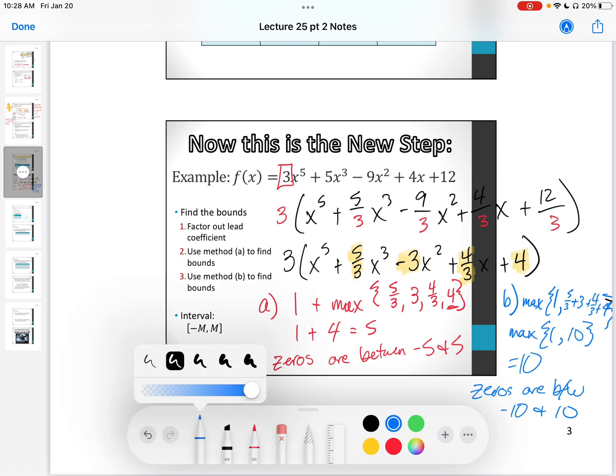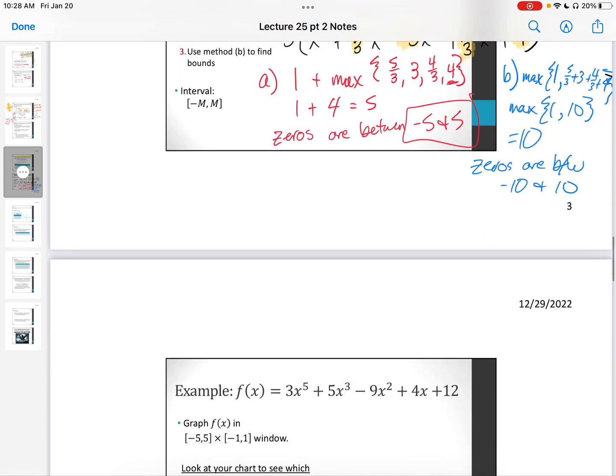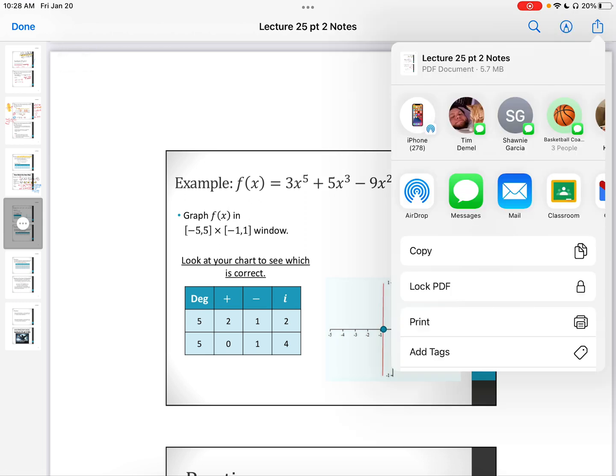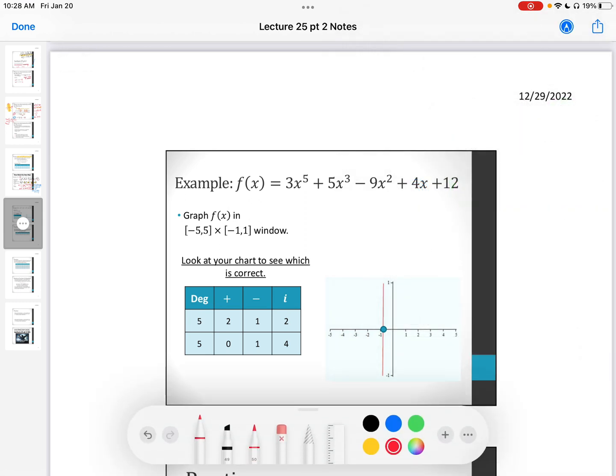Okay? So once you've identified this, and remember, you only have to do one of them. I typically like to do A. So I'm going to look at my graph between -5 and 5 and see where the zeros are. Remember that this right here is my table. Either I have two positive real zeros, one negative, two imaginary, or no positive, one negative, four imaginary. You guys can see here I used part A, so I've got -5 and 5. My zeros have to be between those two values there.